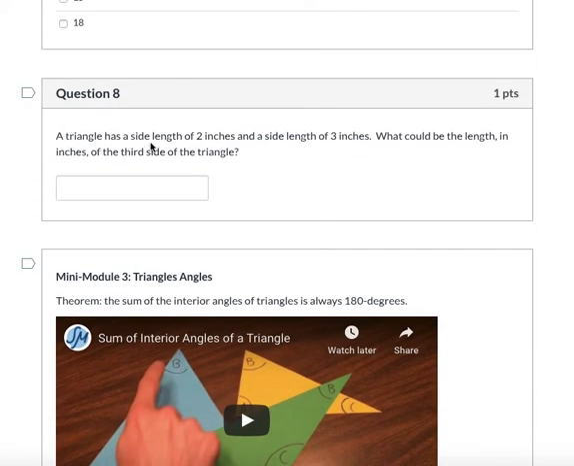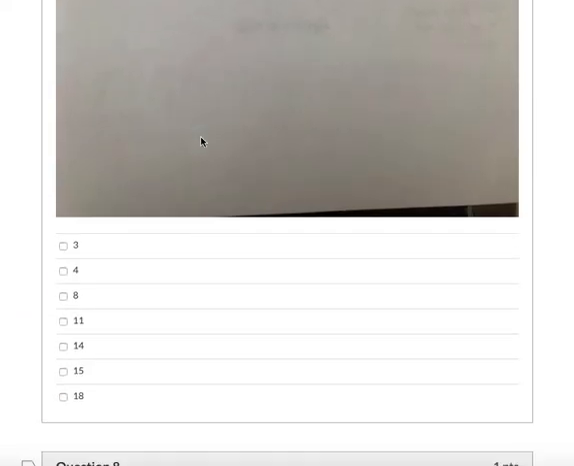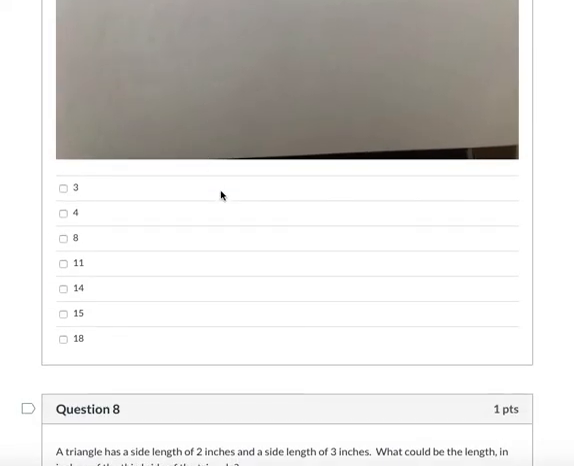Question 8. A triangle has a side length of 2 inches and a side length of 3 inches. What could be the length in inches of the third side of the triangle? So you're going to make sure you're using this different formula that we used up here and choose a number that falls in between the difference and the sum.